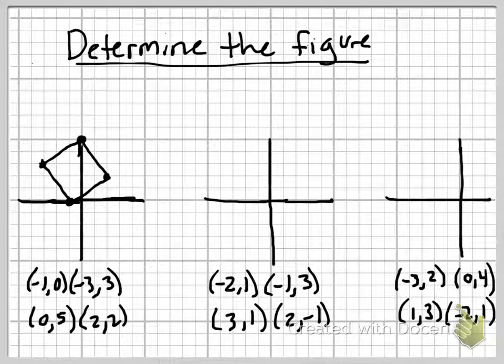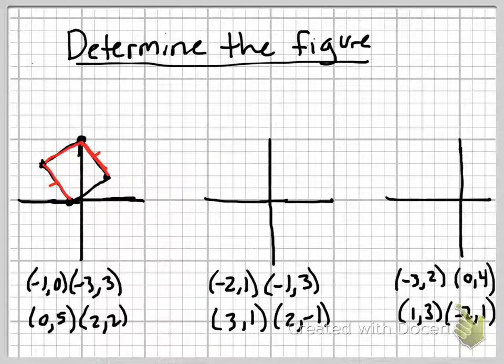So this side over here, to get from one point to the other, I had to go down 3 and over 2. So I'm going to check this side and see if I had to go down 3 and over 2. Down 3 over 2, and since I had to do the same movement, it means that those two sides are the same length. And I'm going to do the same kind of thing here.